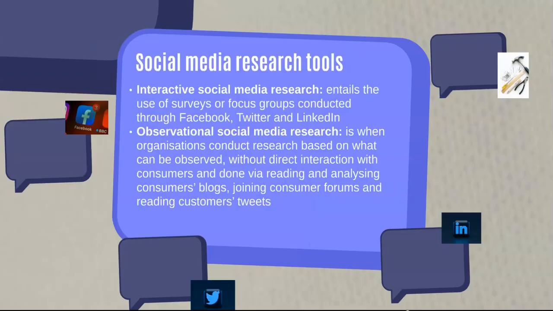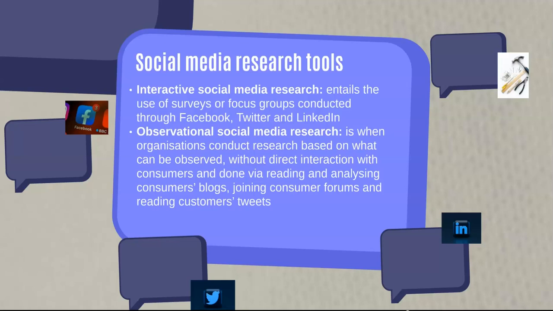What are the social media research tools that we can use? First and broadly, there are two main research methods, and that's interactive social media research or observational social media research. The first one, interactive, entails the use of surveys or focus groups conducted through Facebook, Twitter, and LinkedIn. All of these sites have a video function, so it's very easy to do and conduct. It's also very easy to distribute a survey on Facebook, Twitter, and LinkedIn.